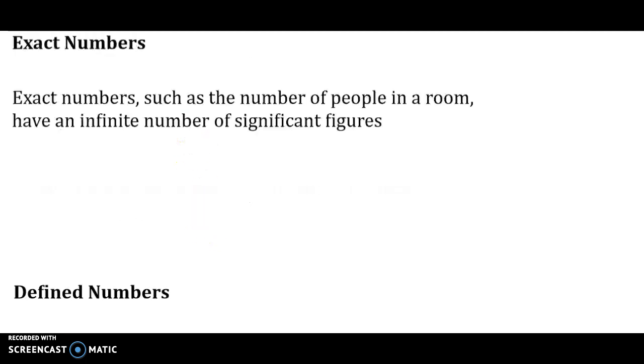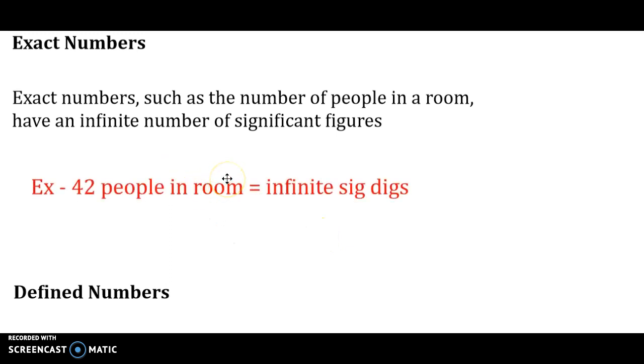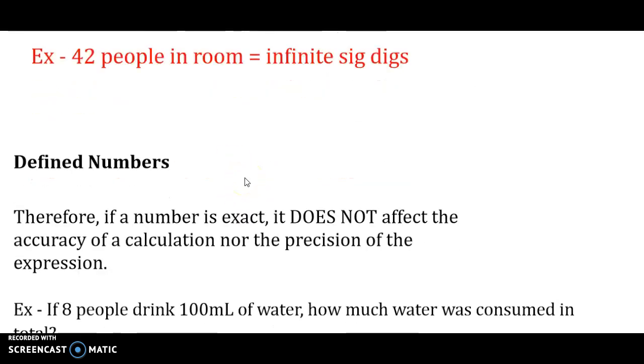The last thing we need to talk about is exact numbers. Exact numbers, where you have like a count of something, have an infinite number of significant digits. So if we look at the example of saying that there's 42 people in the room, that's not 2 significant digits, that's an infinite amount of significant digits. So if we have a number that's an exact number, it doesn't affect the accuracy of the calculations.